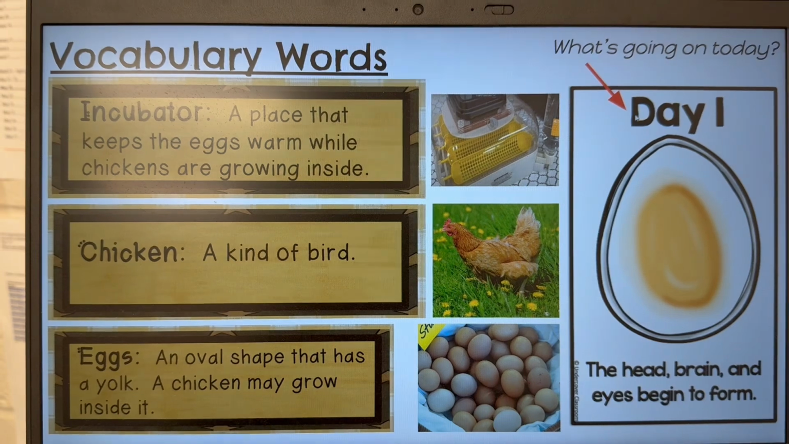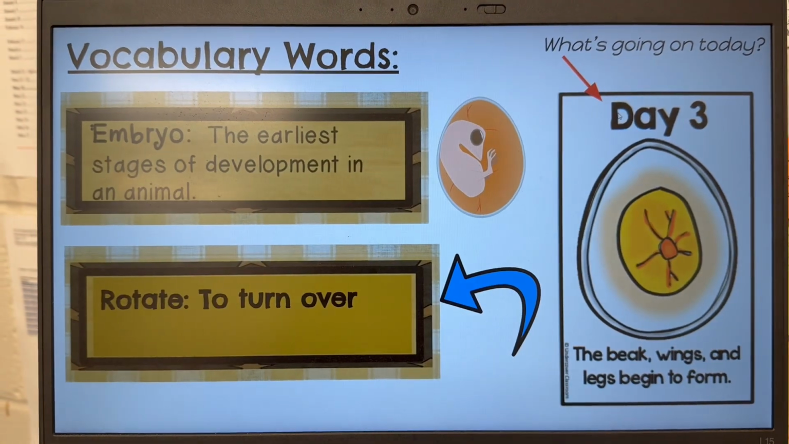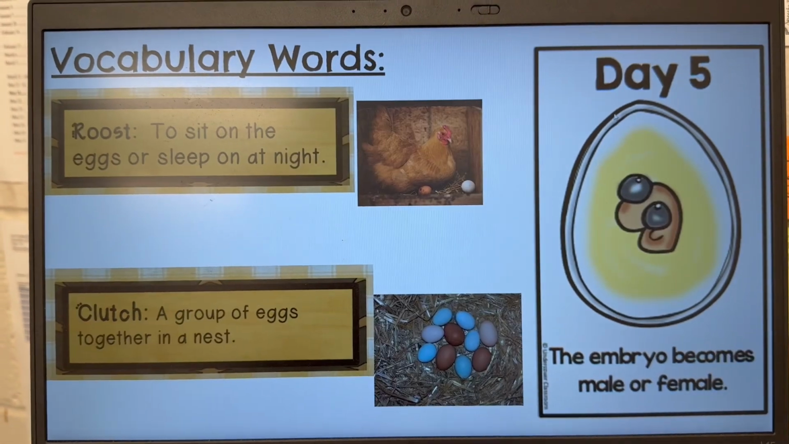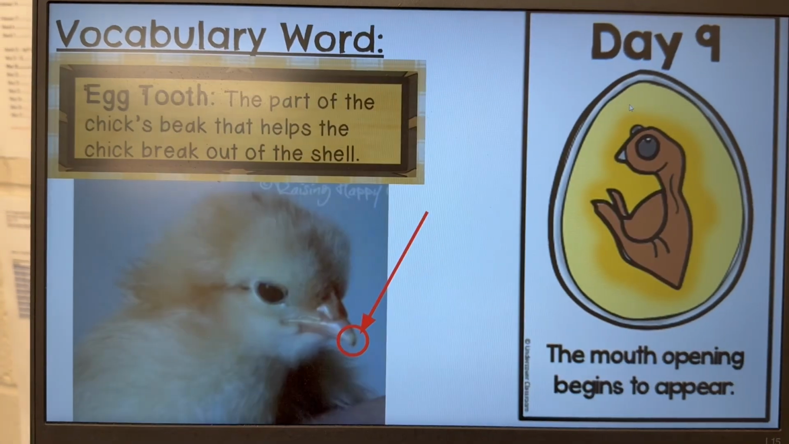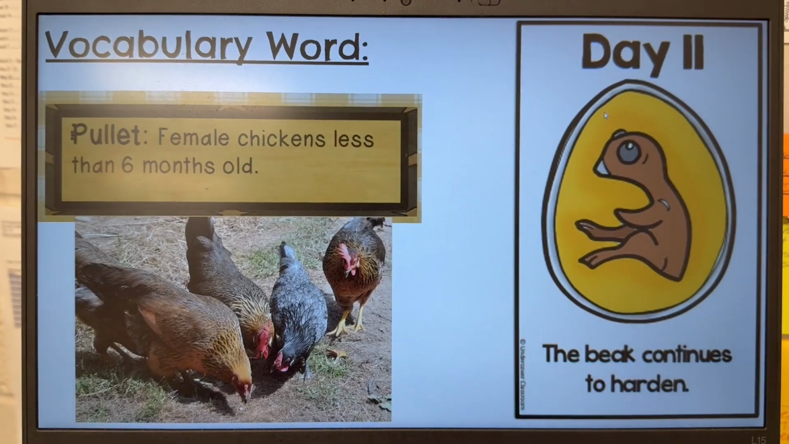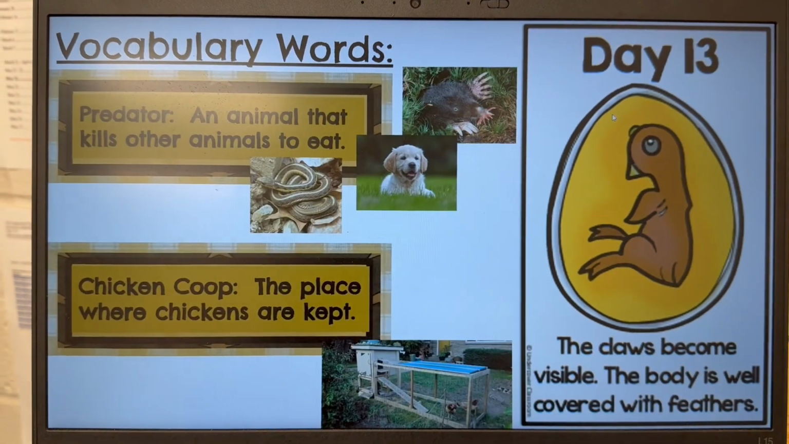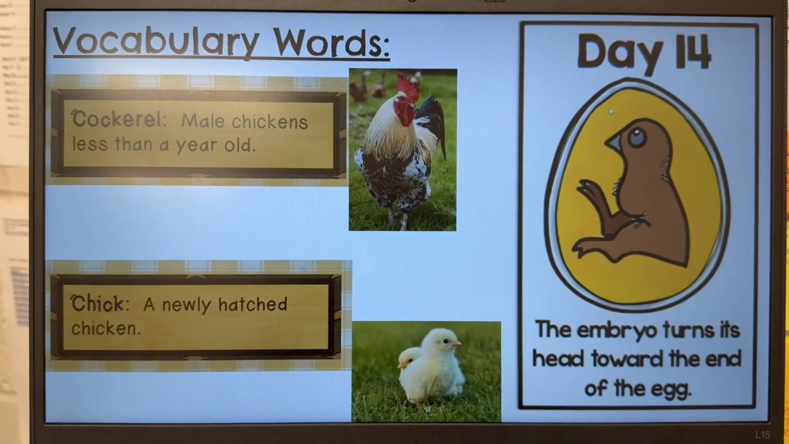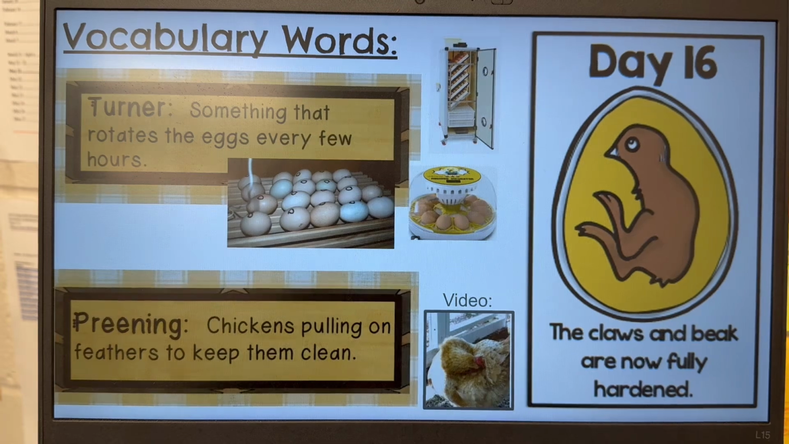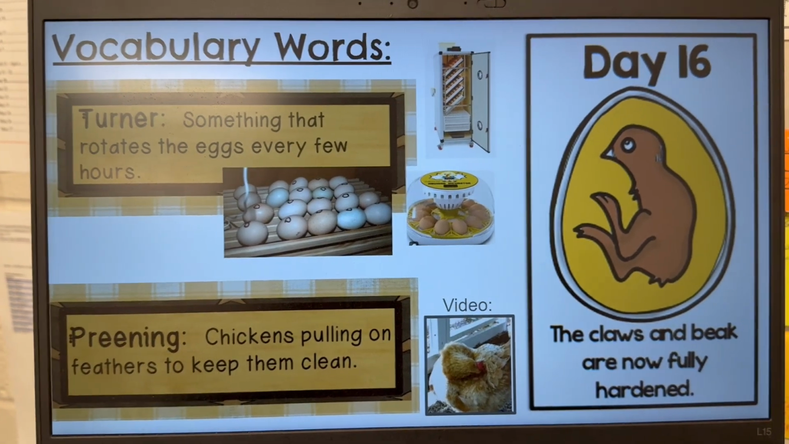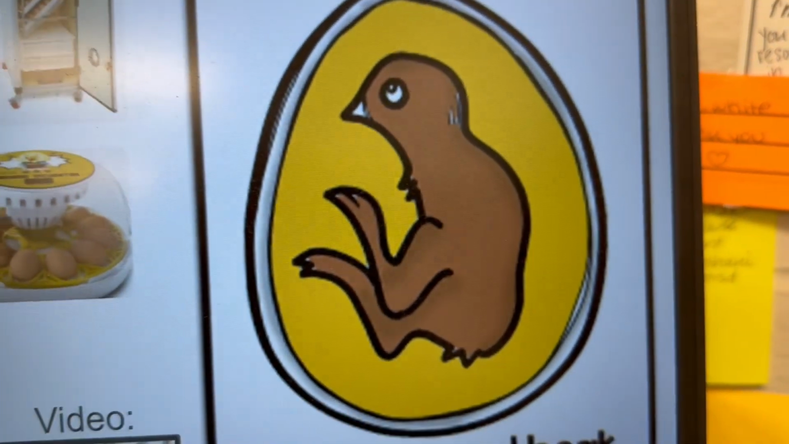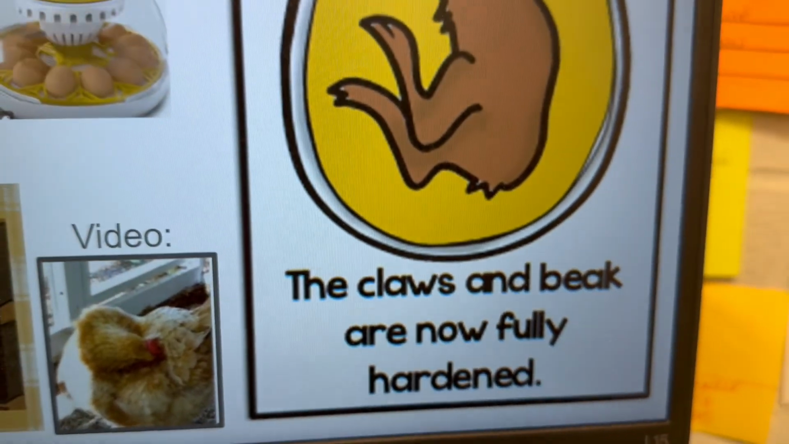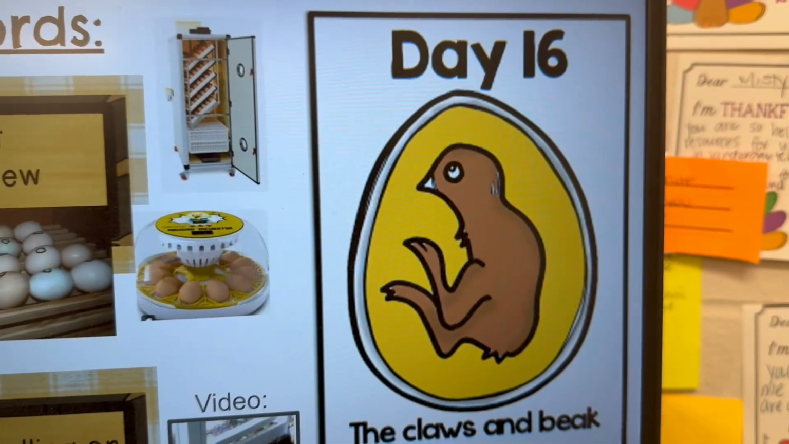All right, we're going to quickly review back through all of our slides up to day 16. And then today we're going to start talking about the hatching process. We have a couple of new vocabulary words I want to talk to you about that have to do with turning the eggs and then also cleaning the chicken's body. So let's take a look at that. For day 16, this is what's happening on the embryo. On the inside, it says the claws and beak are now fully hardened.